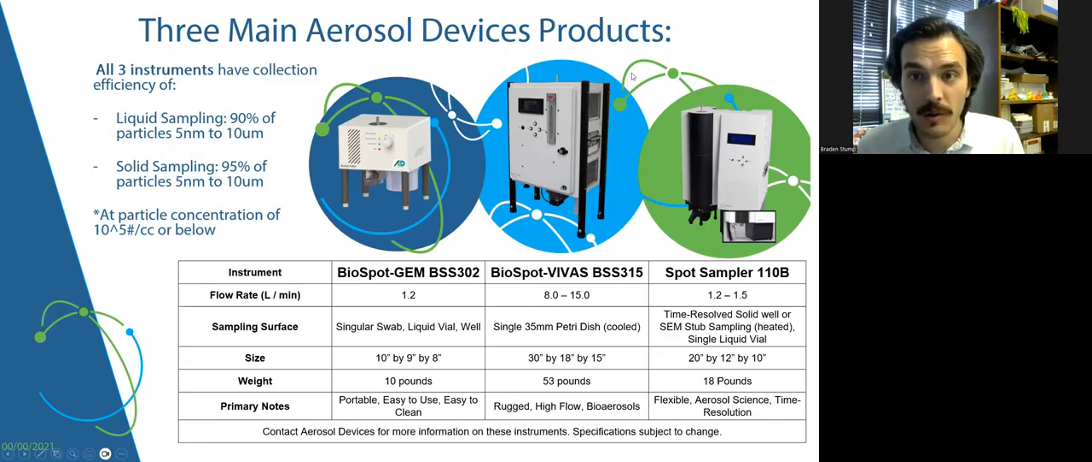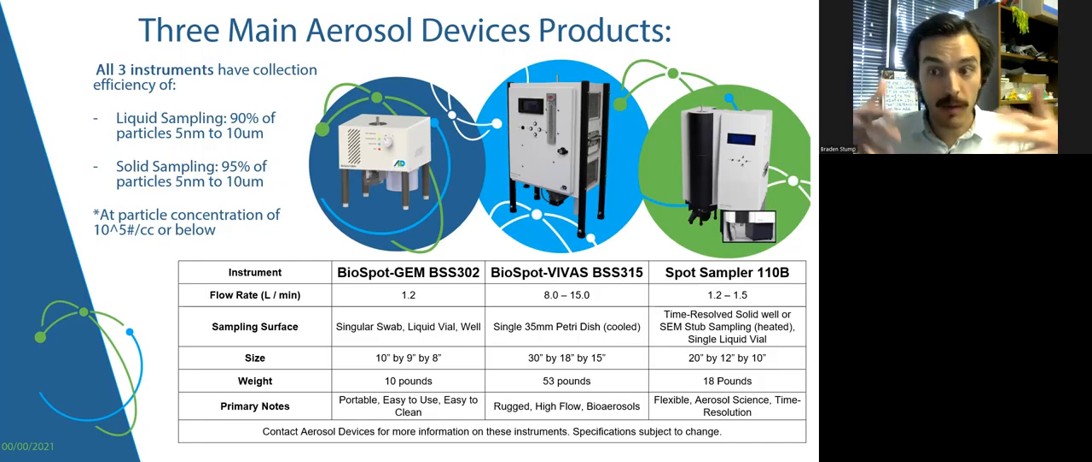Finally, on to the big one. One of the most published of our instruments, and also the one that has the highest flow, is the BioSpot Vivus. So this is our largest sampler. It is 53 pounds, and its size is here, 30 inches tall, so it is the largest of the three. However, its flow is also the largest. It can flow between 8 and 15 liters per minute. So a wide range, but also much higher flow, almost 10x depending on the flow rate that you're operating at, compared to the Gem or spot sampler.